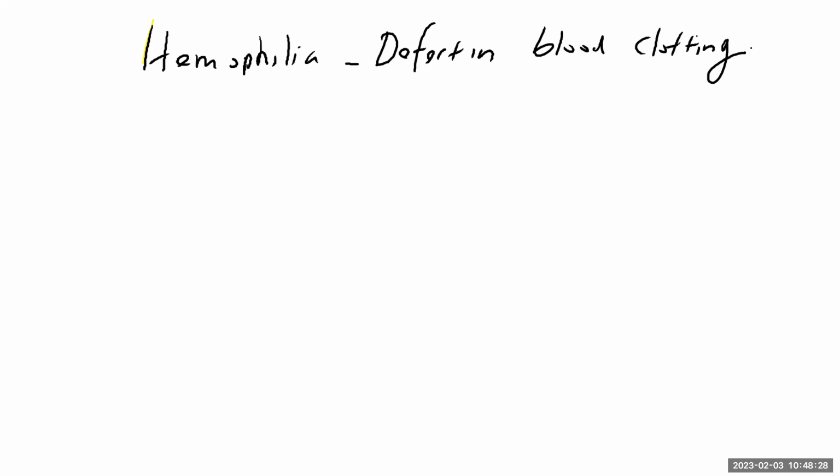So, if there is a small injury or small damage to a blood vessel, then there is an automatic mechanism within a short period of time. It makes a clot and then prevents bleeding.